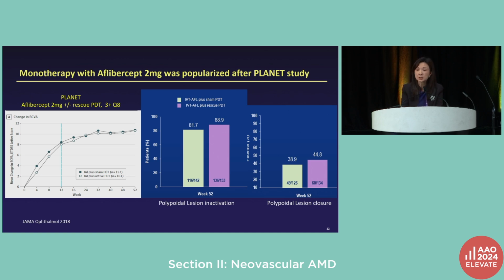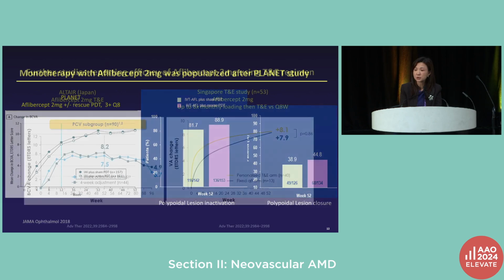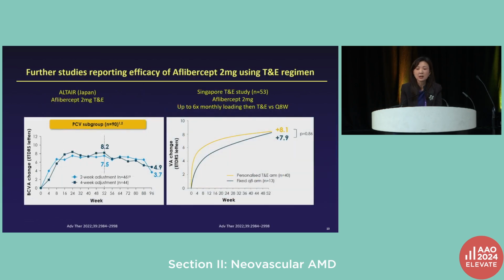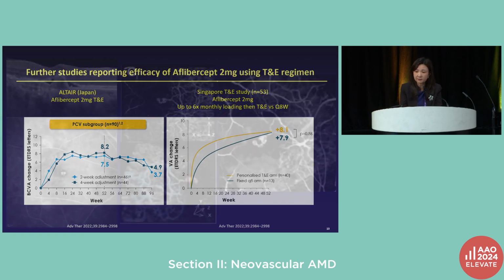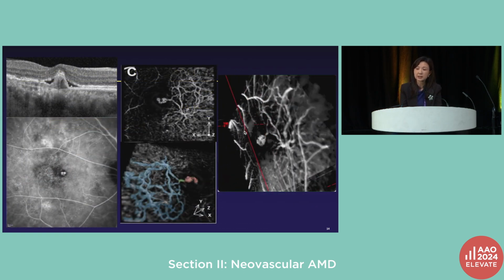most commonly used strategy. This was popularized after the PLANET study demonstrating BCVA gain, 80% of eyes with a dry retina, despite a lower proportion achieving polyp closure. Subsequent studies also evaluated using T&E approach with aflibercept, again showing good BCVA benefit as well. Let's look at a case example.